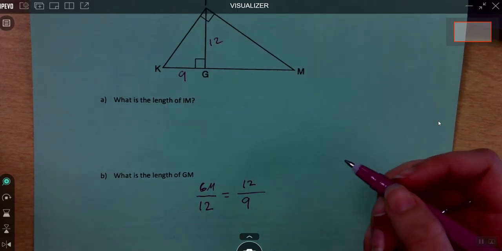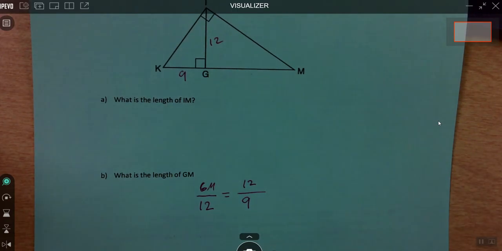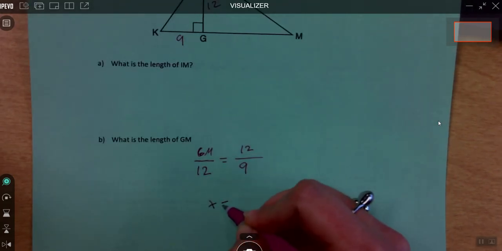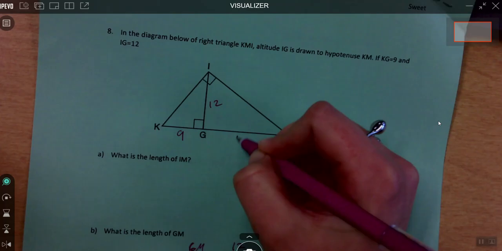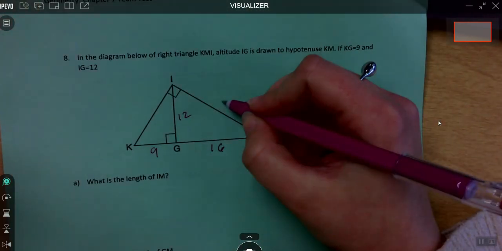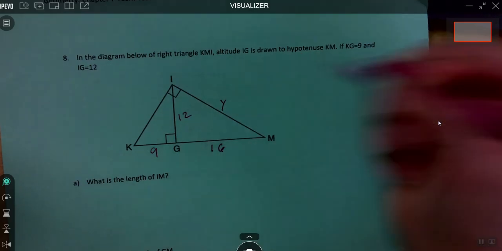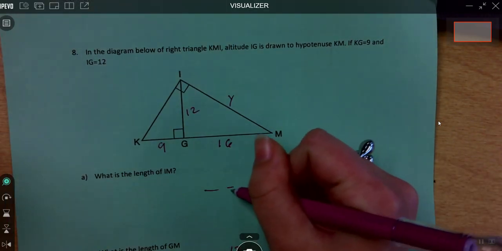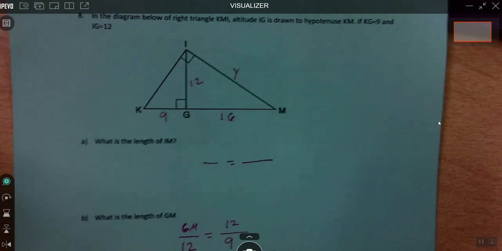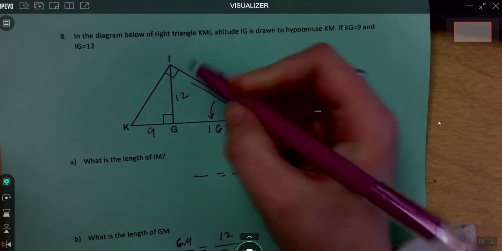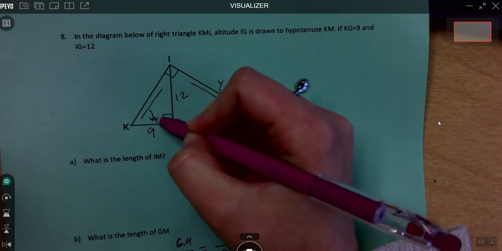Okay, no one does. So when we cross multiply, what do we get? 16. Yes, x equals 16. So we know that this is now 16. Okay, IM. We're looking for this right now. I'm going to call this y, so I don't have to keep writing that. So now we're talking about corollary 2. We're talking about these sides being proportional to these, and this one being proportional to that one.